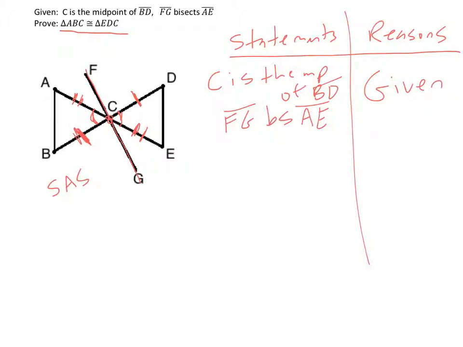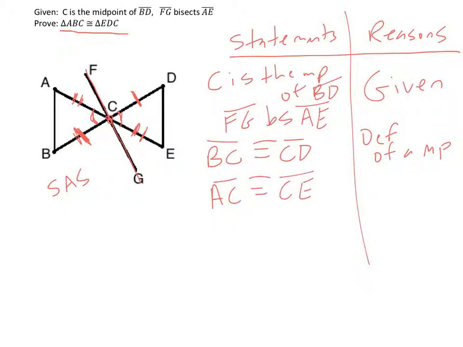So I need to somehow show all of these congruent statements. I need to show that BC is congruent to CD. So I'm going to say, hey, BC is congruent to CD. I need to state that for this proof. I say, why do I know that? Well, because C is the midpoint, and so my reason is that it's the definition of a midpoint. Because by definition, if C is a midpoint, then BC must equal CD. I need to say that AC is congruent to CE. That was the second thing I said. And why do I know that? Because it says FG is a bisector, so this is going to be definition of a bisector. So those are our two statements so far.